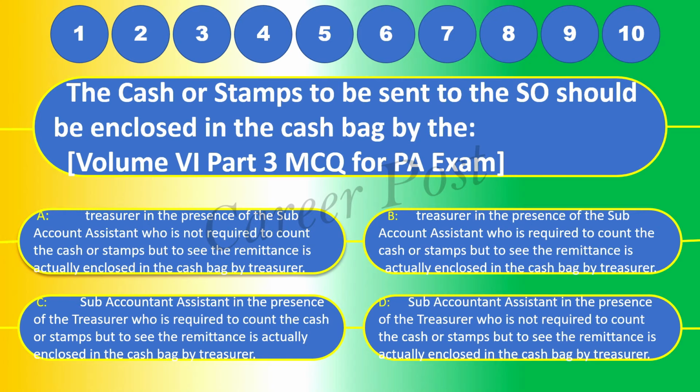Option B, what is option B? Treasurer in the presence of sub-account assistant, that is the same. And he is required to count the cash. That means sub-account assistant also has to count the cash that has been counted already by the treasurer, and see that the remittance is actually enclosed in the cash bag. That is the second option. What is the third option? It should be enclosed by the sub-account assistant in the presence of treasurer, and treasurer has to count the cash. Fourth option, that is D, it should be closed by the sub-account assistant in the presence of treasurer, but treasurer need not count the cash. These are the different options.